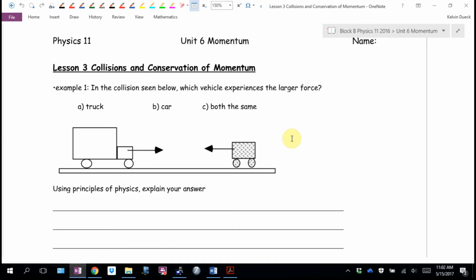Who says they're both the same? Who's right? Rick, why is the same correct?